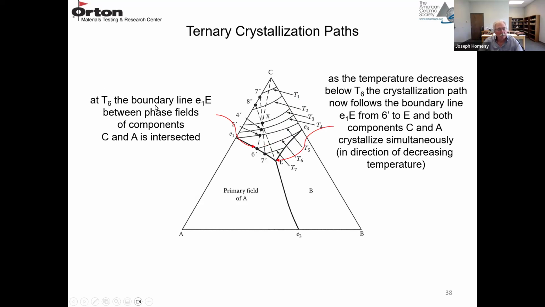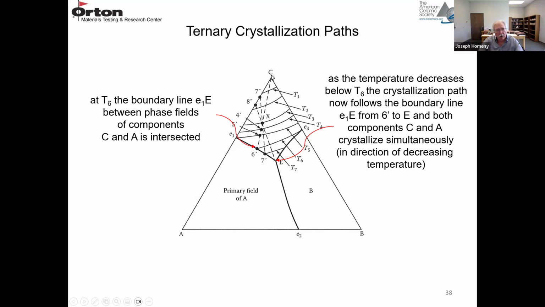So now at T6, which goes through 6 prime, the boundary line from E1 to E is between phase fields of component C, its phase field, and component A. So as the temperature decreases below this temperature isotherm T6, the crystallization path now follows the boundary line from E1 all the way down to E. So it goes from E1 to E, but we're at composition 6 prime, so we're crystallizing along this path.